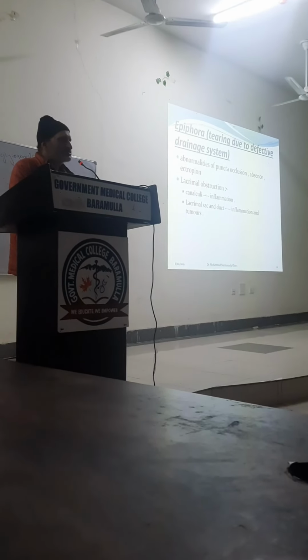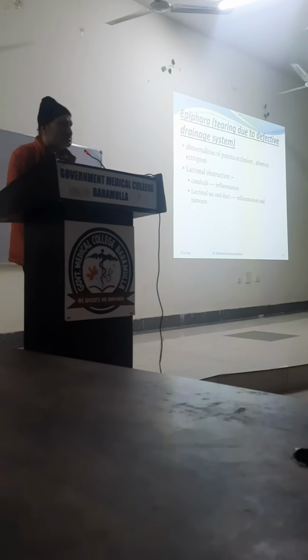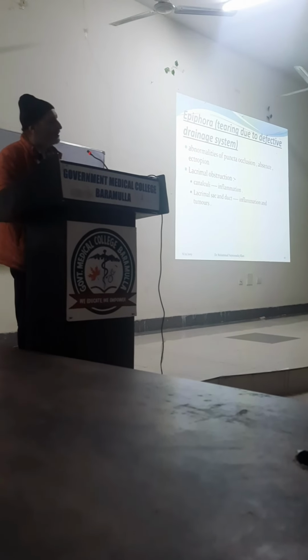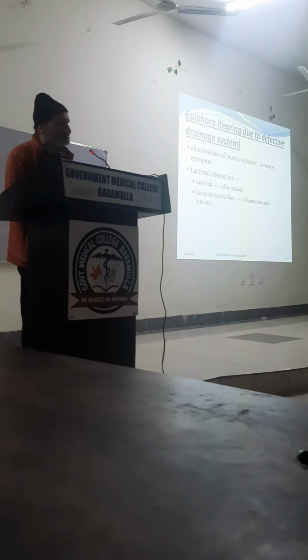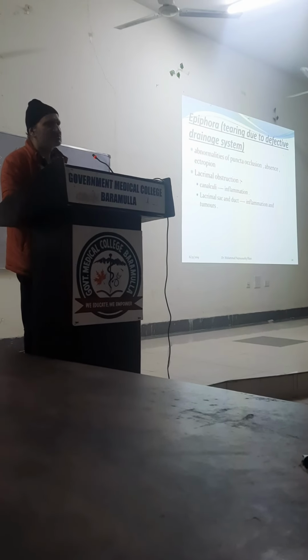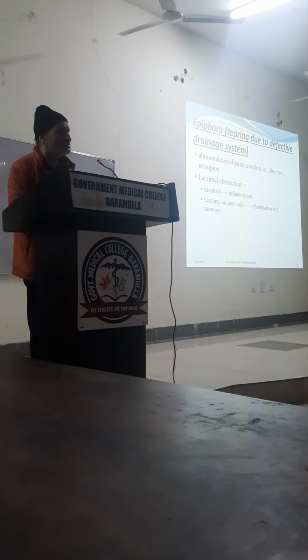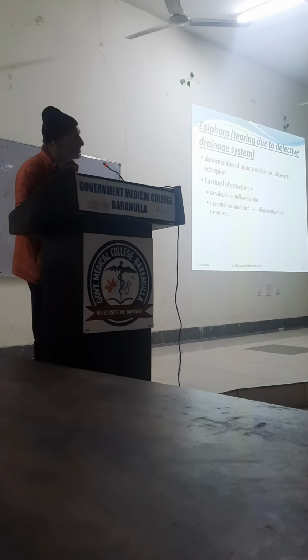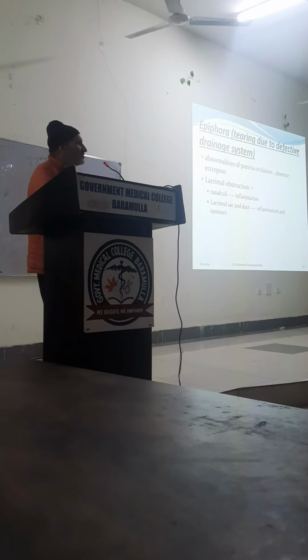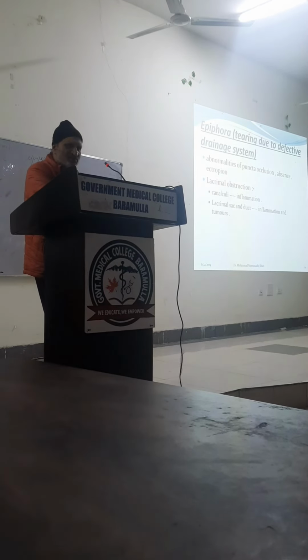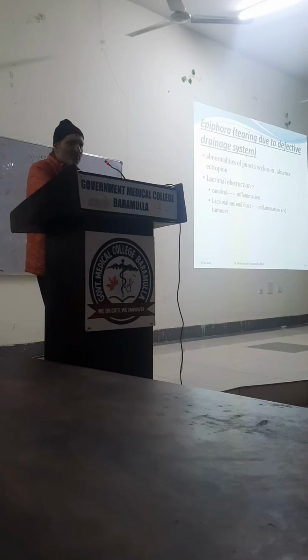Then in adults, we have two types of this. One is primary, the other is secondary. What's primary? In primary, there is inflammation in the nasolacrimal duct, and the cause is not known.